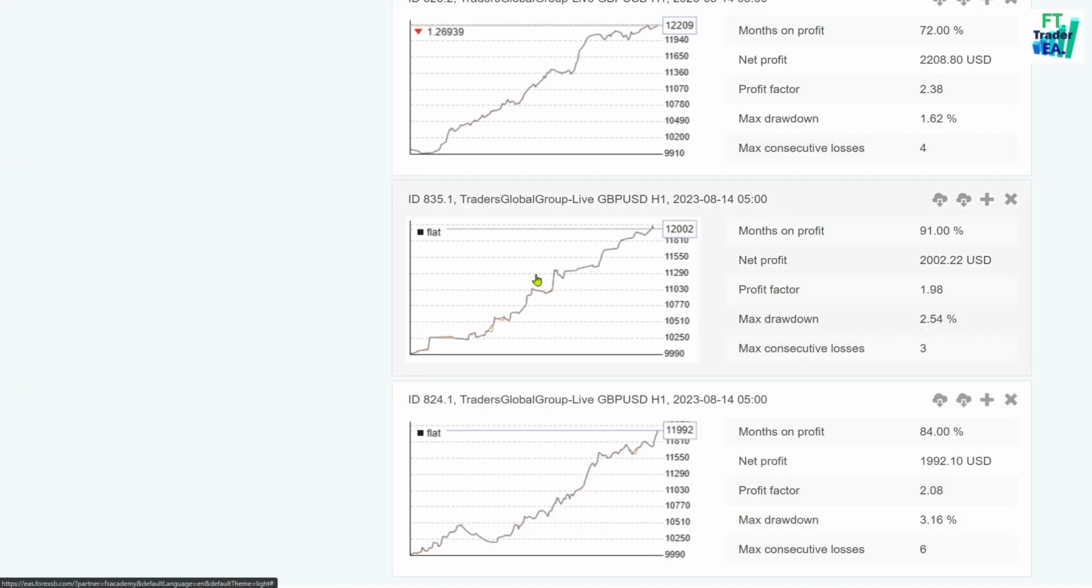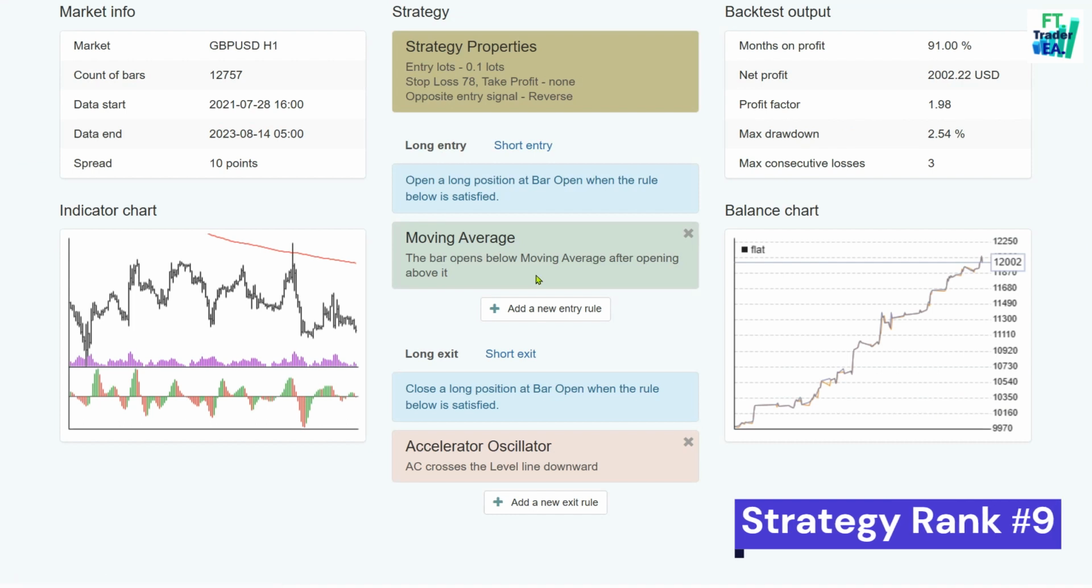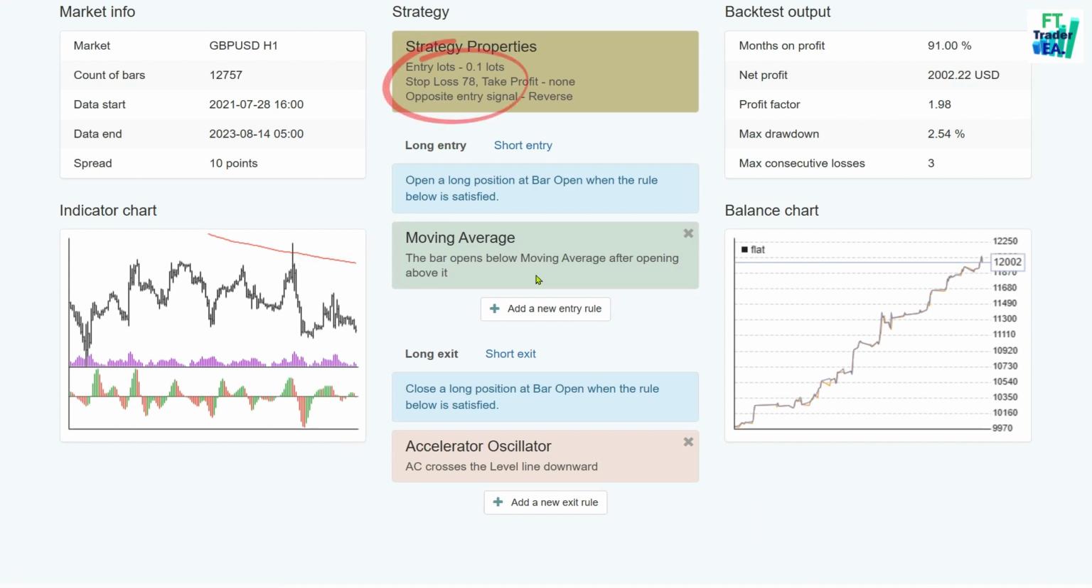Strategy ranked 9th. In this strategy, a tandem of 2 indicators takes the lead. The stop loss is firmly set at 78 pips, and unlike the previous strategy, no trailing stop is employed. A specific take profit level is not established, similar to its counterpart. This strategy also hinges on an opposing entry signal for position closure.